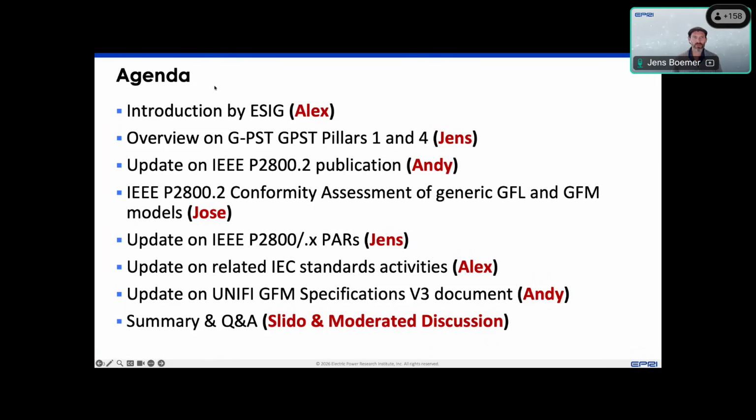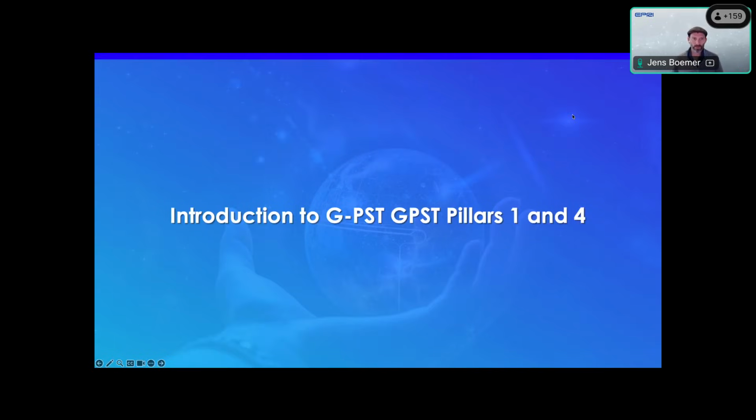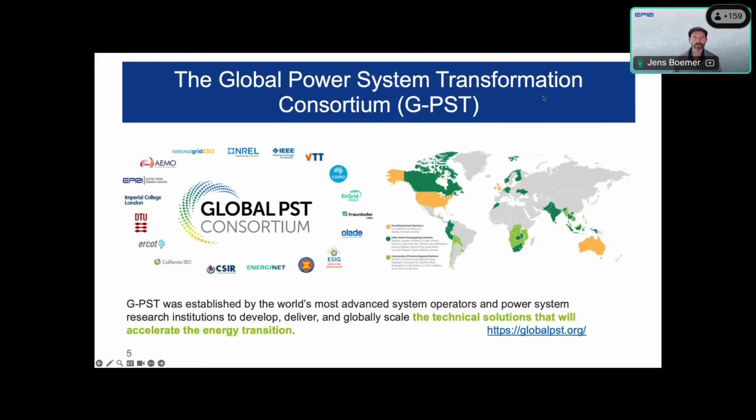So the topics are shown here on the agenda, and we'll just zip through them all the way to the summary and Q&A. So, a quick introduction to GPST, especially Pillar 4. GPST stands for the Global Power System Transformation Consortium. It's a consortium of various entities around the world, and it was established to provide technical solutions that will accelerate the energy transition and learn from each other. And EPRI and many others are part of this.